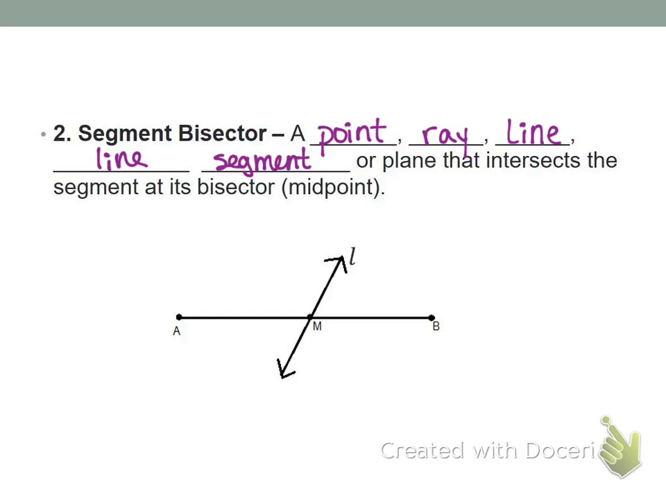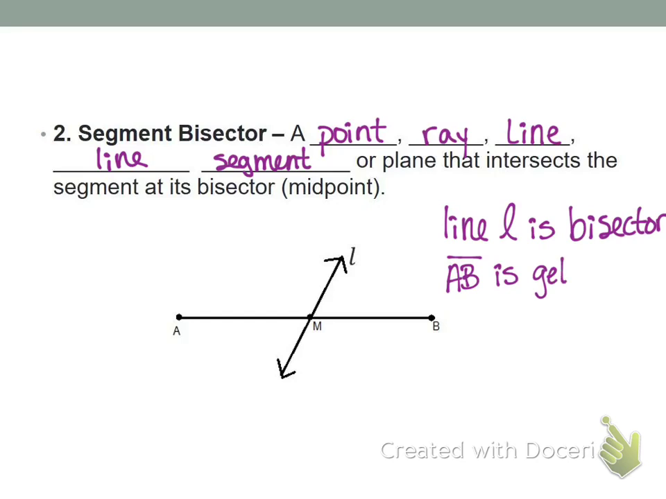Okay, so if we're looking at this diagram, what do you think is doing the bisecting? Line L, good. So in this diagram, line L is the bisector. It's doing the action, it's bisecting. What is getting bisected? Segment AB is getting bisected.